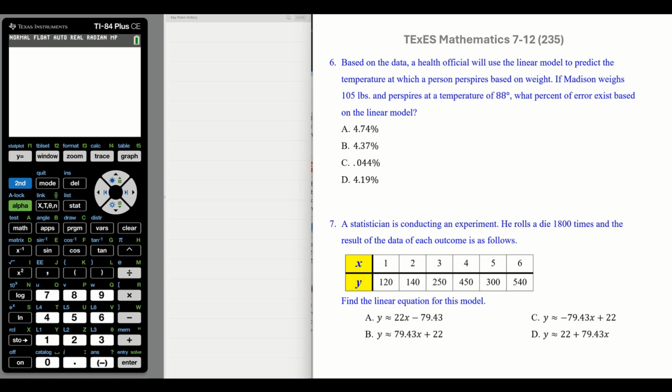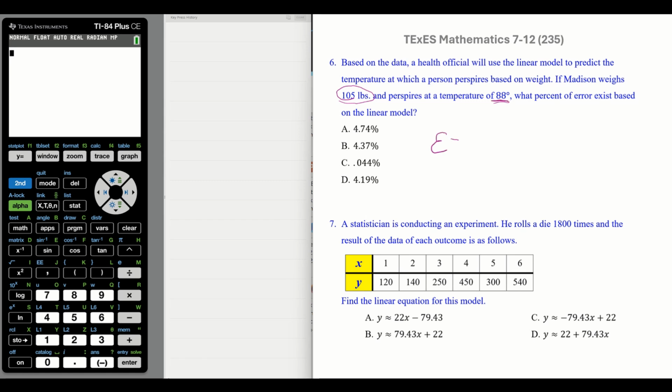Number 6, based on the data, a health official will use the linear model to predict the temperature at which a person perspires based on weight. If Madison weighs 105 pounds and perspires at a temperature of 88 degrees, what percent of error exists based on the linear model? Okay, this is what we need to go to find the value that goes with our 88. So what are we doing?